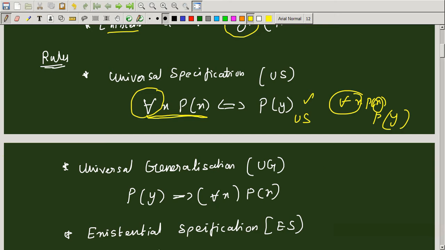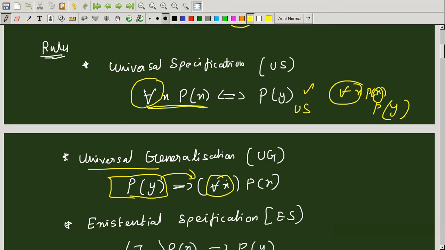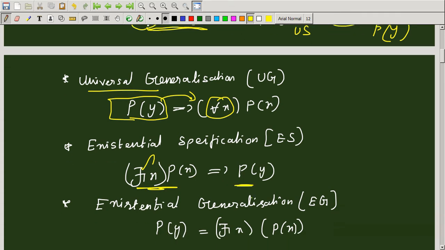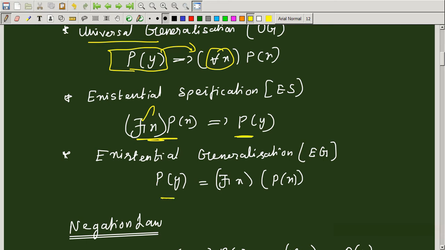Next, universal generalization. What is universal generalization? They may give a universal specification. From this universal specification, now we are going to change it to universal generalization. Universal generalization means you have to use the for all symbol. Next, existential specification. For existential specification, they give the generalization format with the existential symbol. From this, we change to the specification, p of y. Similarly, existential generalization: this is the specification format, and from that we do the generalization for existential. For that symbol, you have to use there exists.